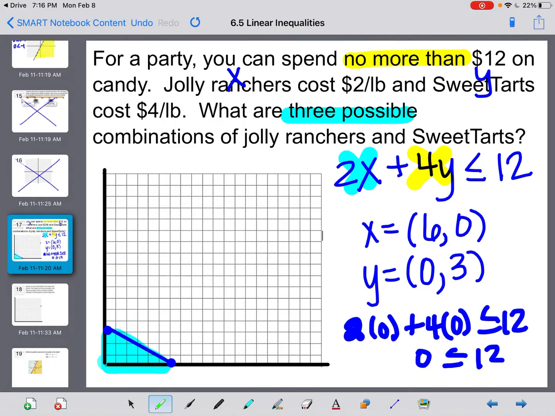Okay, so I'm going to say right here, what if I bought 0 Jolly Ranchers, but 2 Sweet Tarts? Okay, so over 0 up 2. That is one possibility. Oh, that's up here, sorry. This one is 2, 0. Okay, what if I bought 2 Jolly Ranchers, 0 Sweet Tarts? Or maybe right here, buy 2 of each. All of those are within my less than or equal to $12.